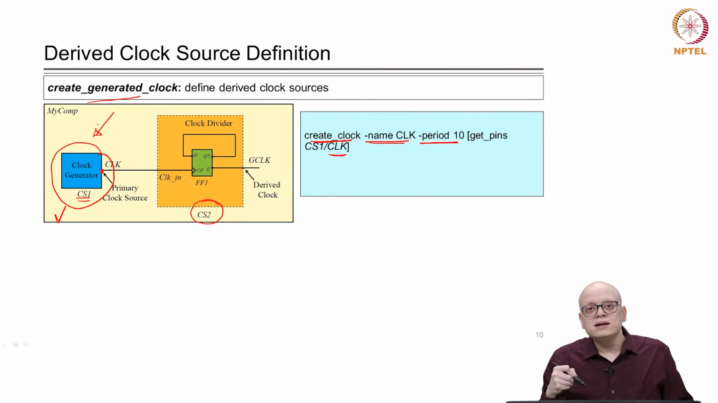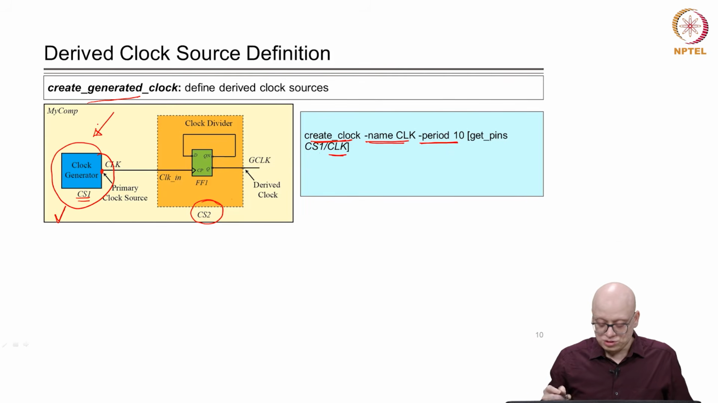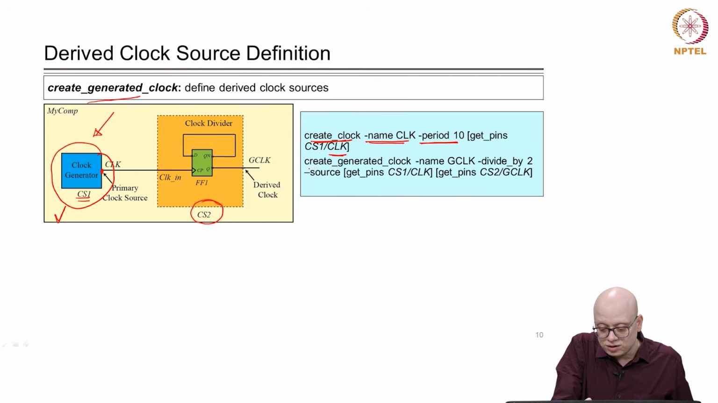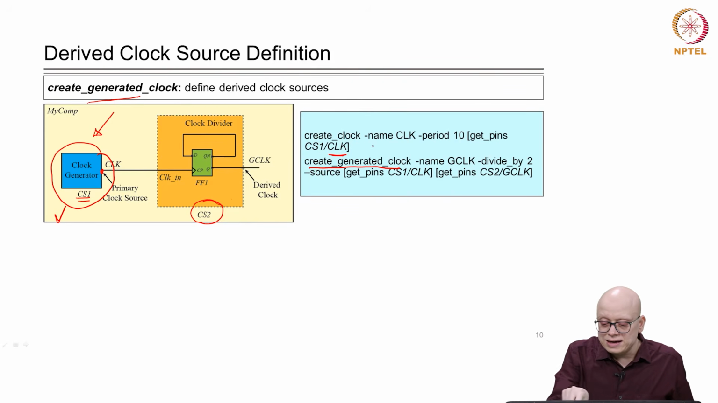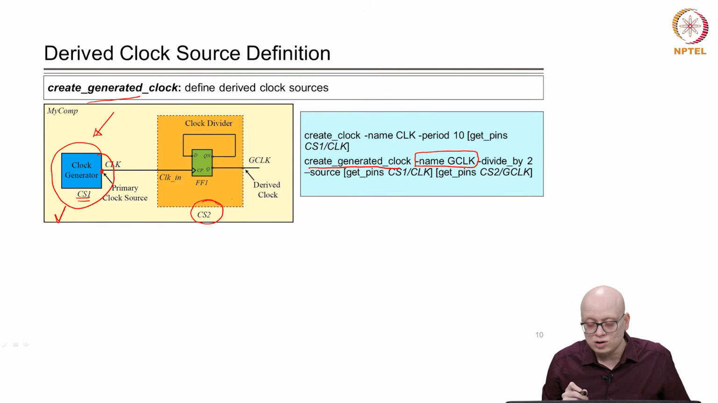Then we define the derived clock source. How do we define it? We use the command create generated clock, then we give some name. We can give any name, but it should not clash with other clock names. In this case we give the name GCLK, and then we define what the relationship is between the master clock and the derived clock.